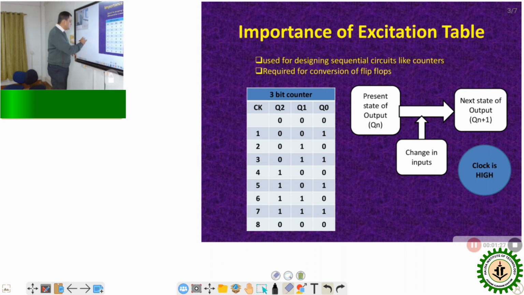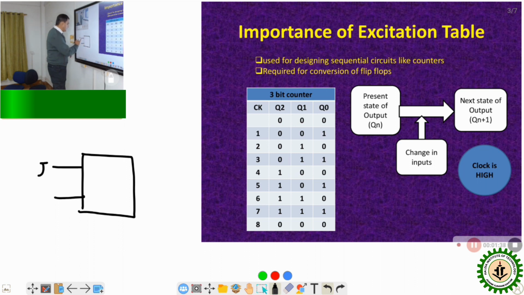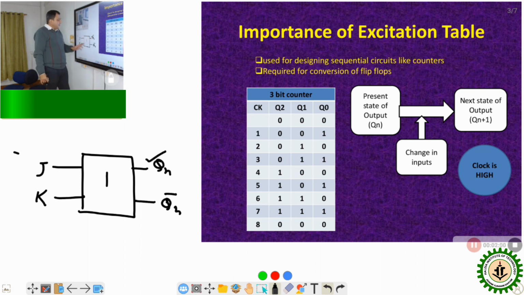Suppose this is a JK flip-flop. This is Qn and this is Qn bar. These two are inputs for the JK flip-flop and these two are outputs. Now suppose it is storing a data 1, and this data will appear at this output. This data at present is called the present state.